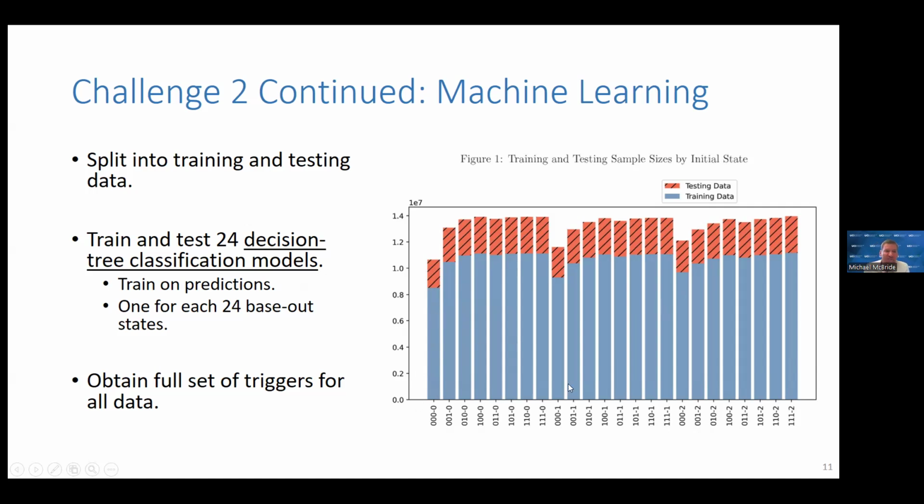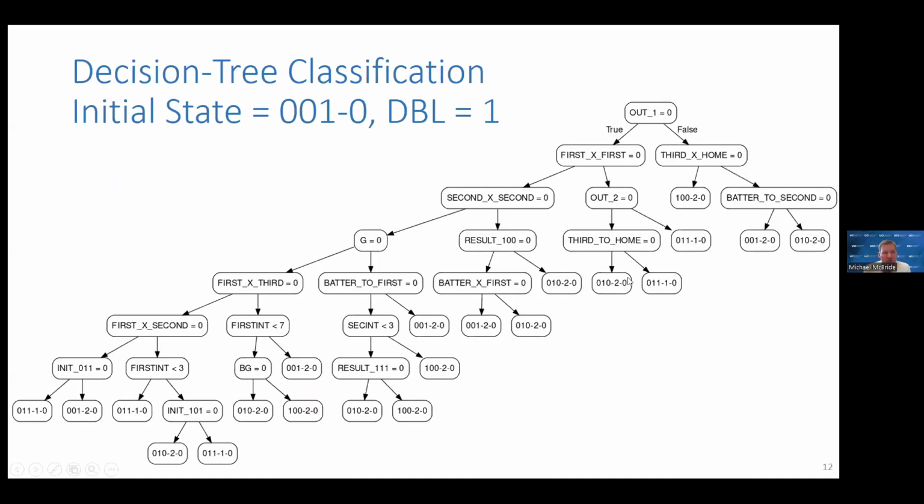Once we do this, we can get a full set of triggers for all baseball history where there's a play-by-play game since 1916 to the present. This is what the decision tree classification model looks like for one particular instance. This is an initial state where there's a runner on first base, but no other runners and no outs, and the batter hits a double. So a double typically advances 2 bases, but a lot of other funny stuff can happen.